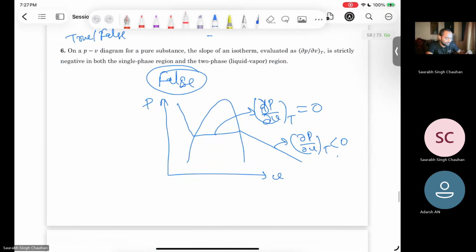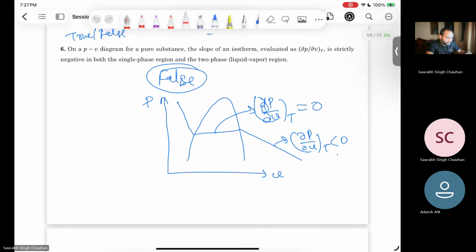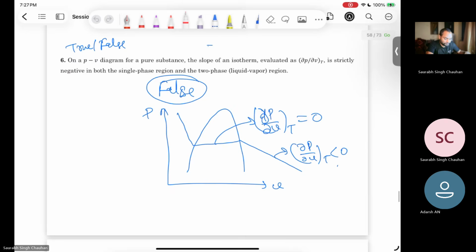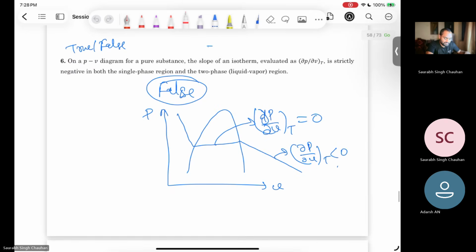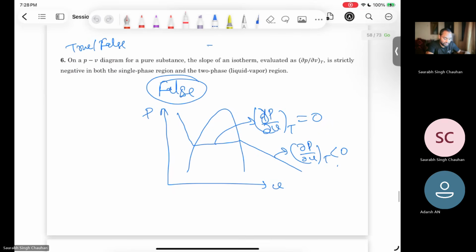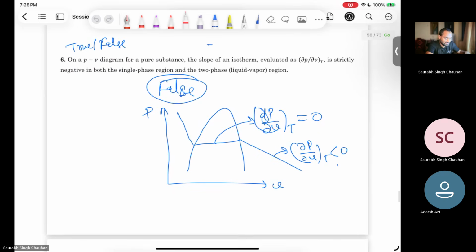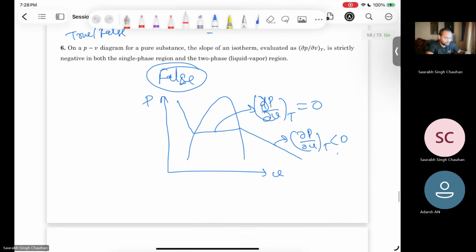So question number 6. On a PV diagram for a pure substance, the slope of the isotherm, del P by del V, is strictly negative in both the single phase region and the two phase region. You have to tell whether it is true or false. It is false, right? Because dP by dV in the saturation region is 0, and it is negative on the other sides. So it was false.